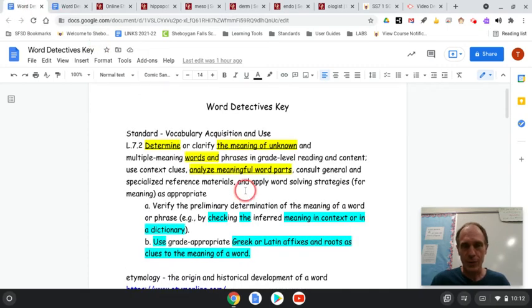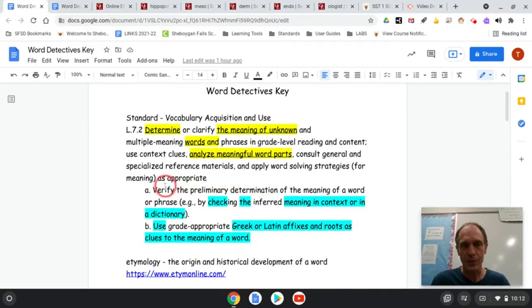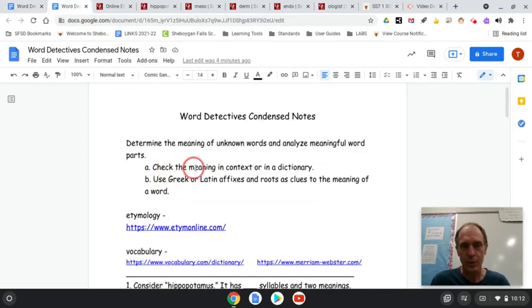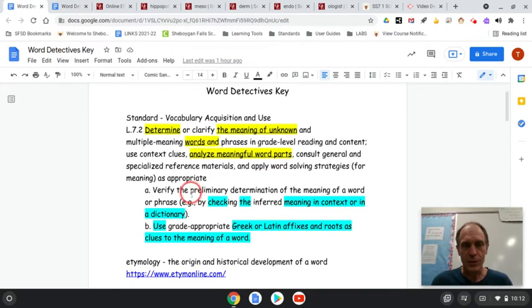Let's go back to some of the ways that they give us here. In A, I highlighted some items again. Check the meaning in context or in a dictionary. So I put it here, check the meaning in context. How are they using it in the sentence? Does that help us figure out? Or do we have to go to the dictionary, whether it's the old type of book that you open or if you go online?